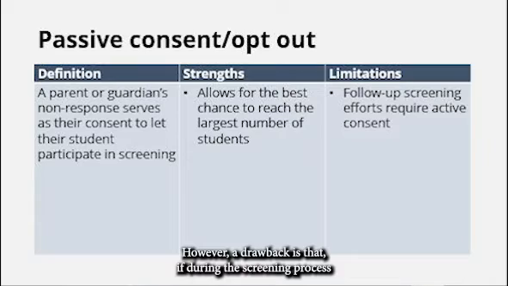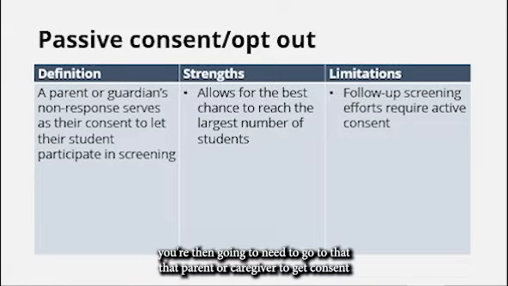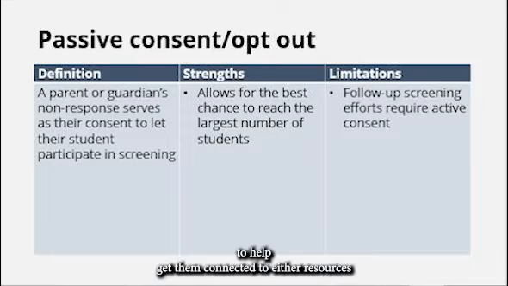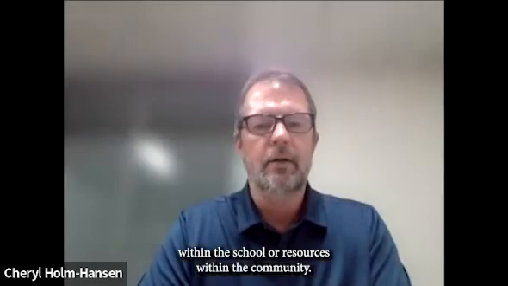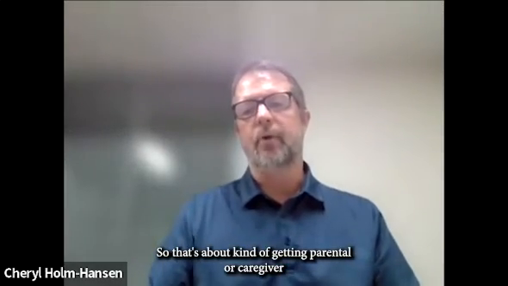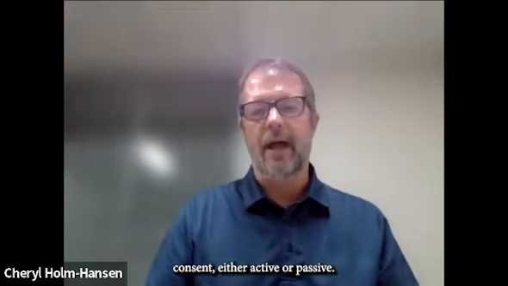However, the drawback is that if during or after the screening process, a student is deemed to have a high level of need, you're then going to need to go to that parent or caregiver to get consent to help get them connected to either resources within the school or resources within the community. So that's about getting parental or caregiver consent, either active or passive.